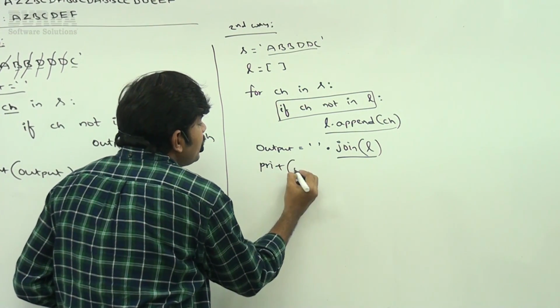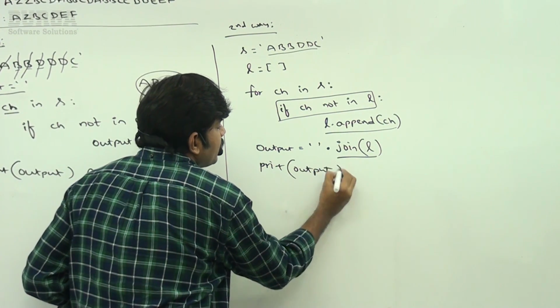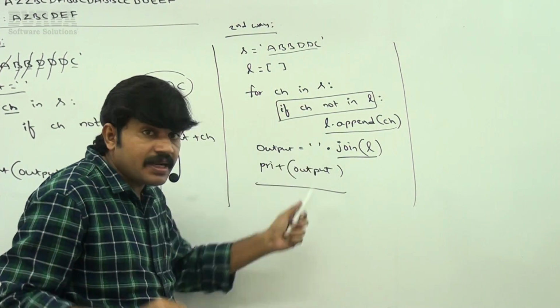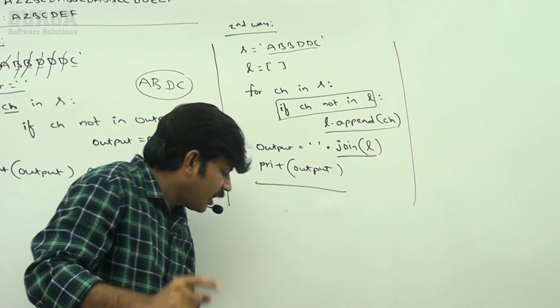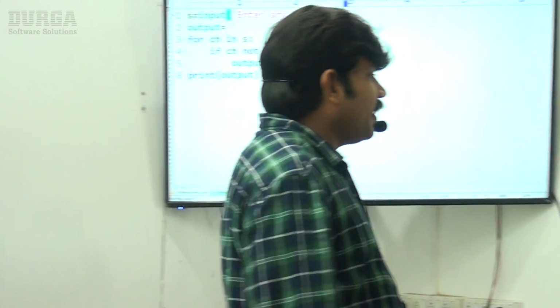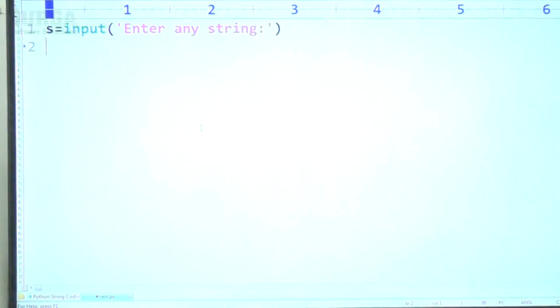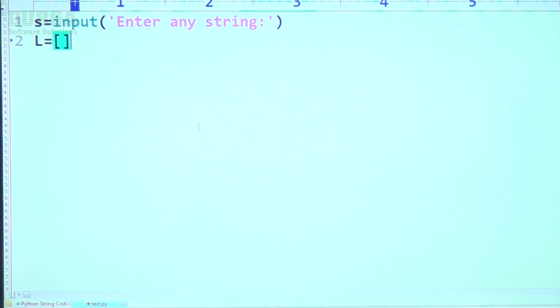Okay, print of output I'm taking. Are you getting it right? Print of output. This is the second way how you can do that, sir. Have a look once, sir. Take very special care. Everything is the same, but sir, here L is equal to empty. L is equal to empty, sir.